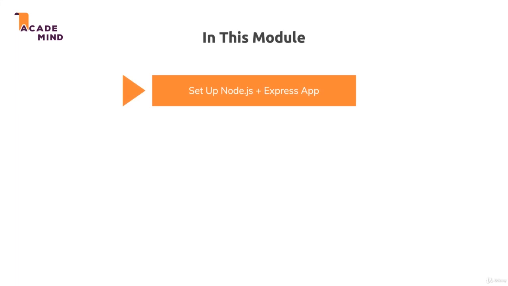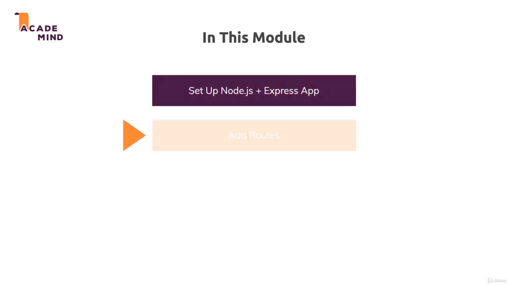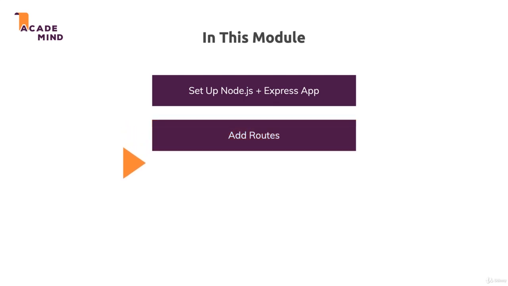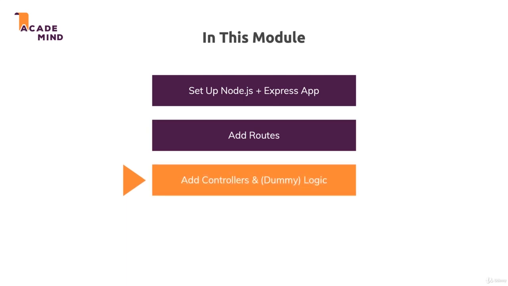We learned how that works in general in the refresher module. Now we'll do it in a real project. We'll add the routes which we need for our project to handle different requests with different HTTP methods targeting different paths. We'll add controllers and some dummy logic for now. Later, we'll also add database and so on, but in this module, we'll just get started with some dummy logic, with some in-memory storage and so on.